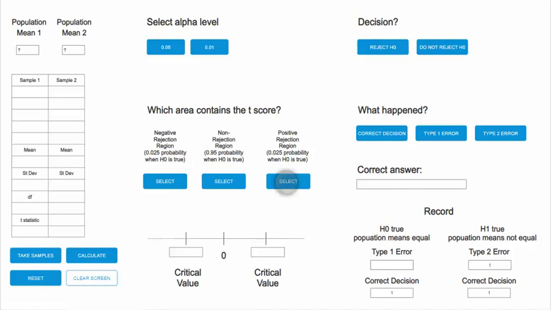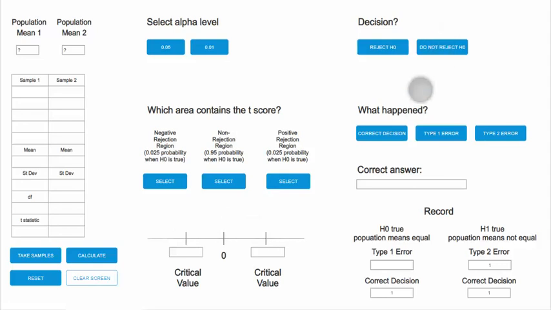Then after that, you make your decision based on this visual, or based on this picture right here. So if the t-score is in the negative rejection region or positive rejection region, one or the other, it's reject. If it's in the non-rejection region, in between the critical values right here, do not reject.